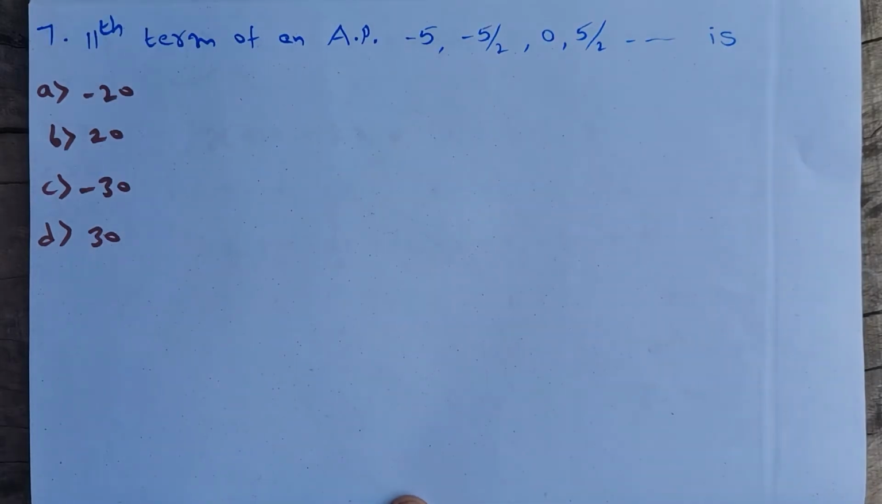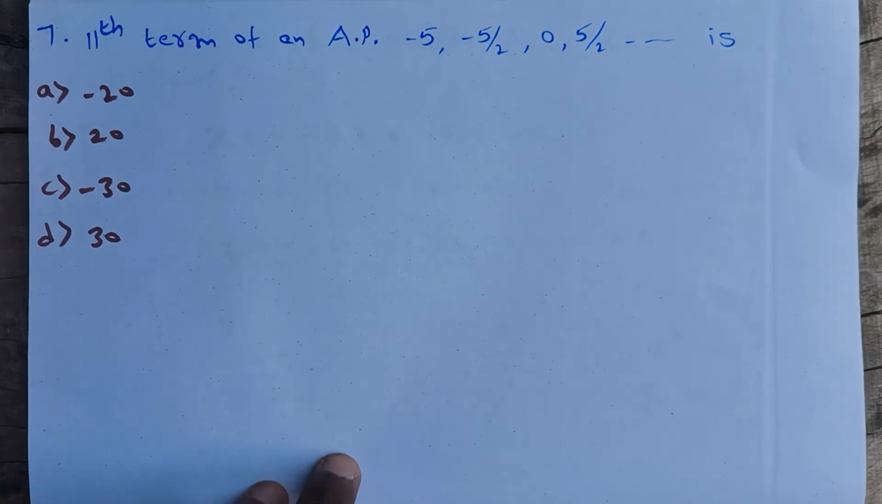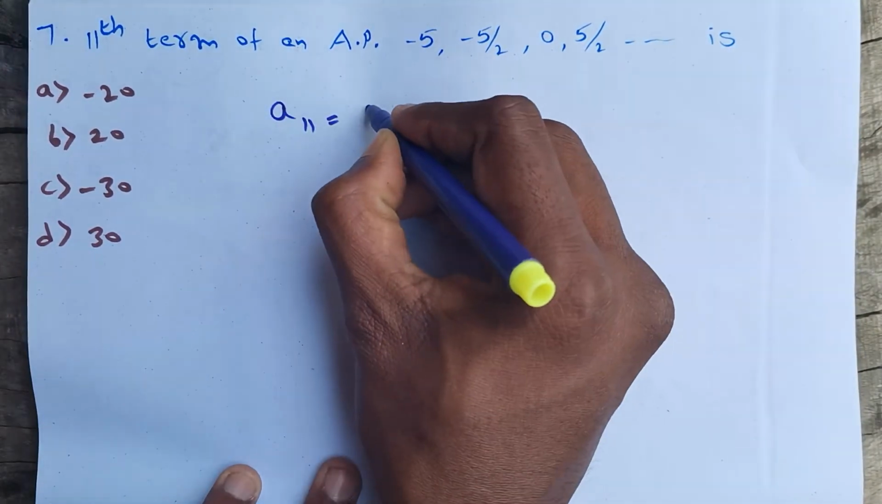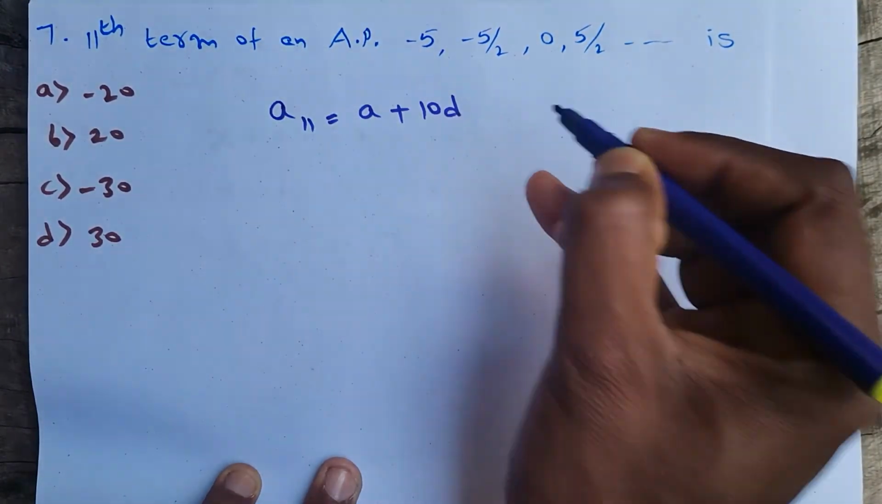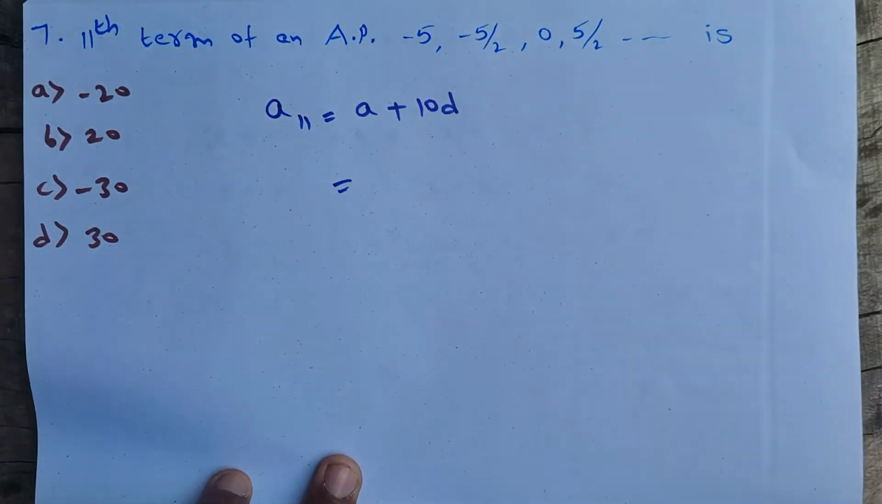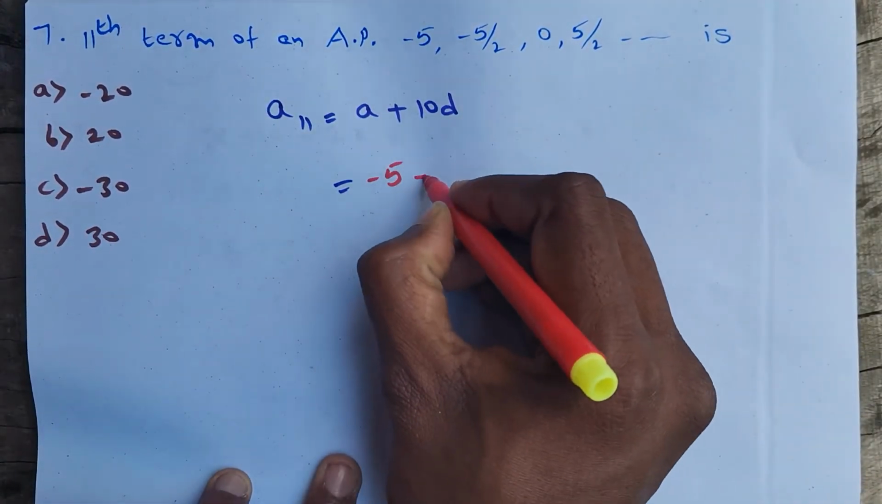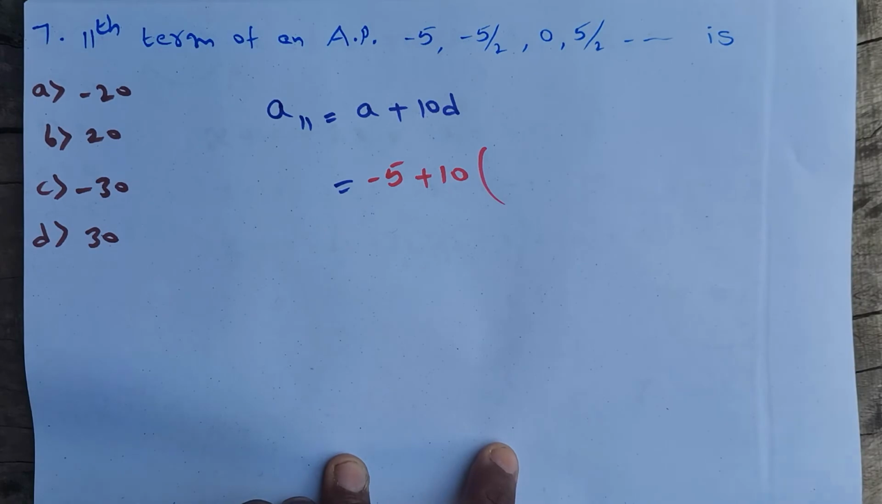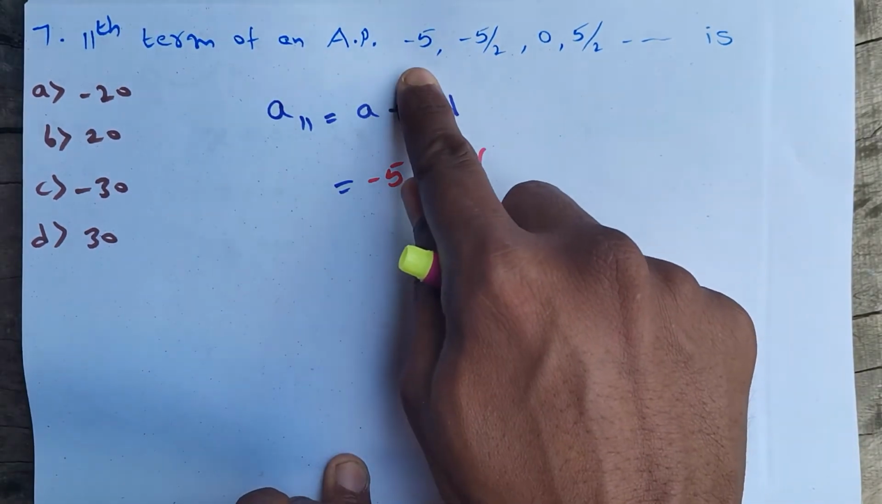Question number 7. 11th term of an AP: minus 5, minus 5 by 2, 0, 5 by 2 and so on. So the 11th term A11 is equal to A plus 10D. A is nothing but the first term. Here the first term is minus 5 plus 10 into D, the common difference. What is the common difference here? Minus 5 by 2 minus (minus 5).